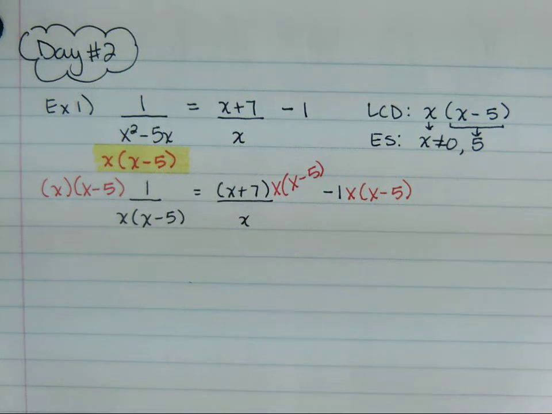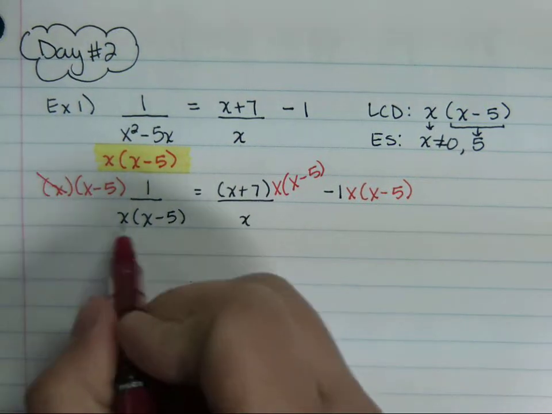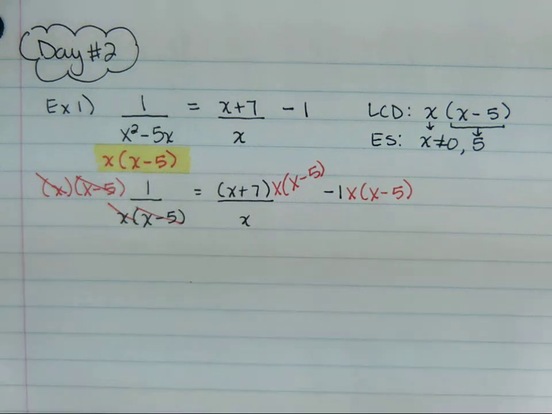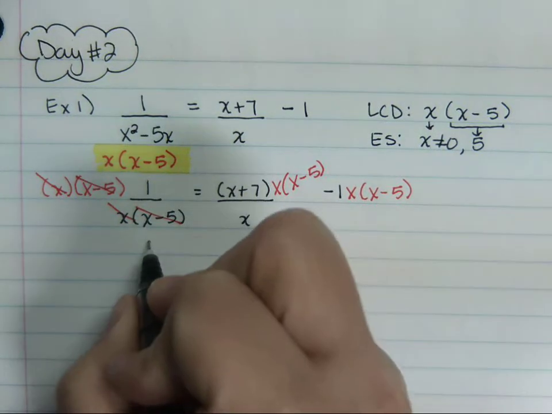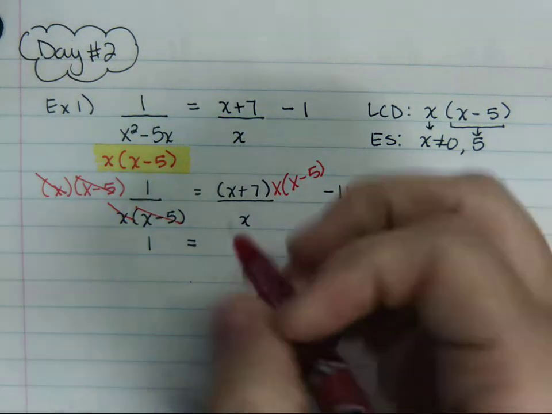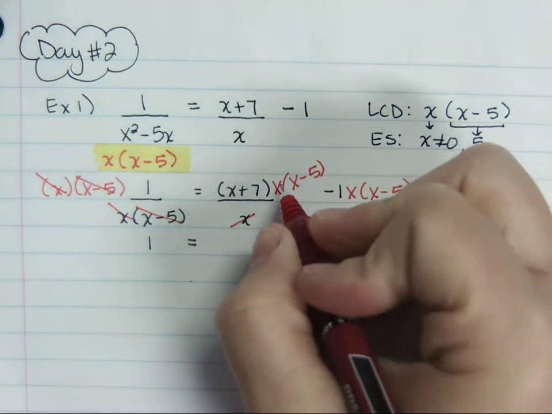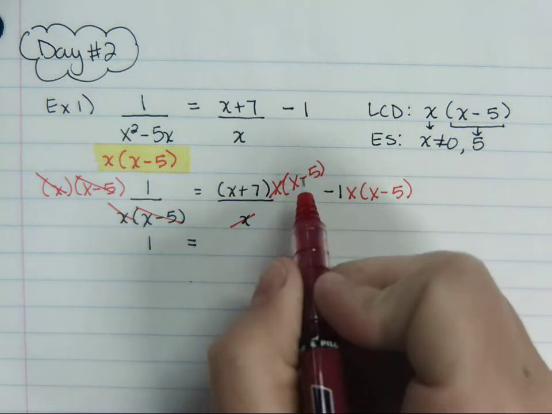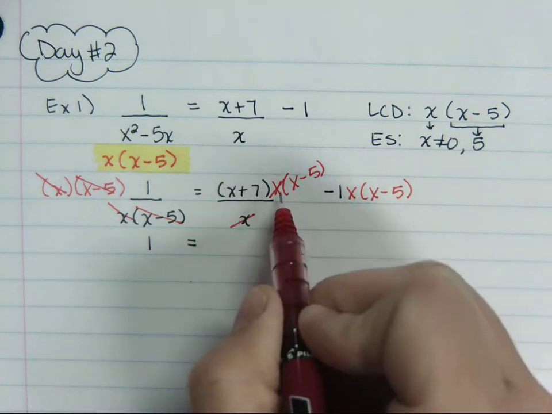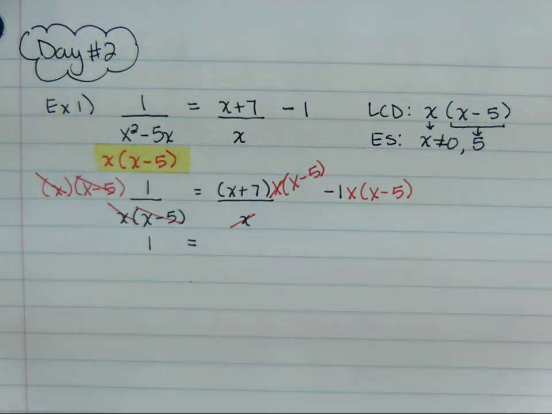So every term we need to fraction bust, so that I can cancel out the x's and the x minus 5, and I'm just left with the numerator of a 1. And then in the other fraction, when this x cancels with that x, now I have an issue. I need to multiply x plus 7 times x minus 5.